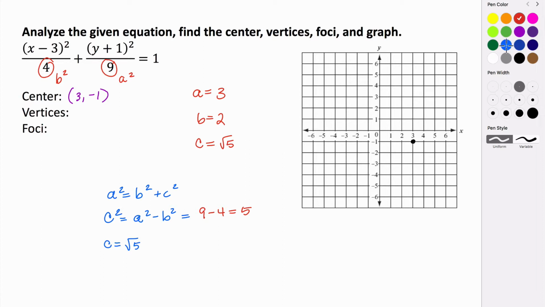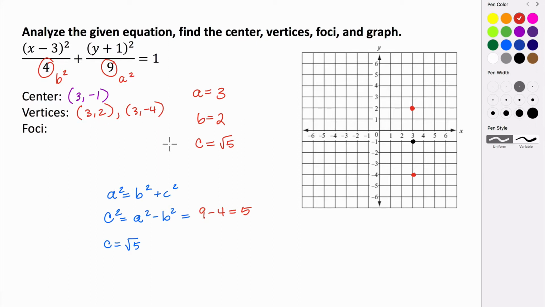So if we had to plot all of these values here, our vertices are going to be 3 units above and 3 units below our center. So since our center is at (3, -1), if we just go 3 units up, and again, I know my major axis lies parallel to the y, so go up 1, 2, 3 units, this point here, which is (3, 2). So (3, 2) is one vertex. And then 3 units below, 1, 2, 3, which is at (3, -4). Those are our 2 vertices.